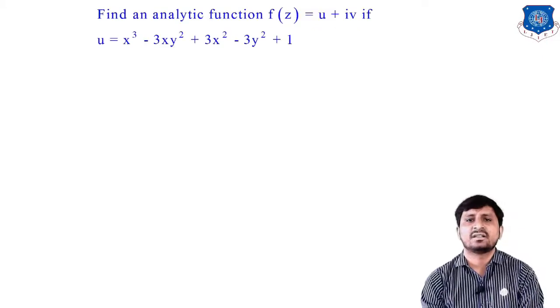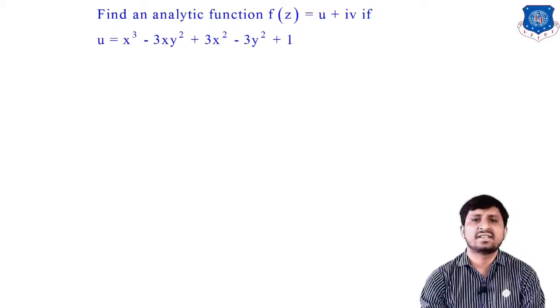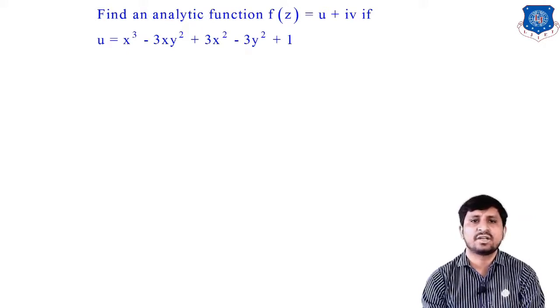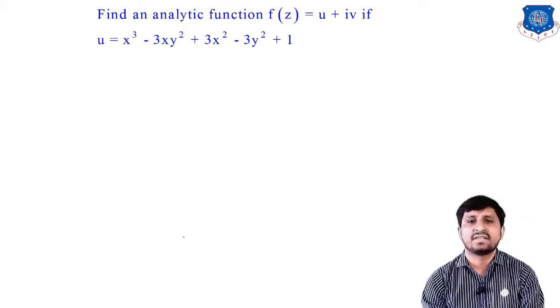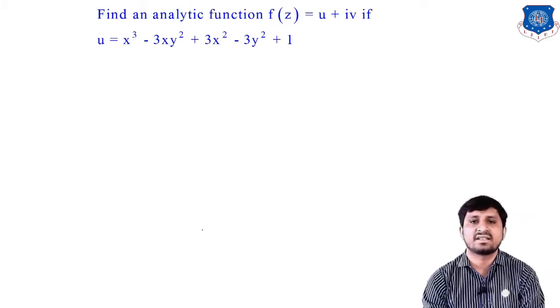Now here are some more examples that you can easily solve. Try all of these examples as homework for all the students. Find an analytic function f of z if u is given. What is my u? u is x cube minus 3xy square plus 3x square minus 3y square plus 1.